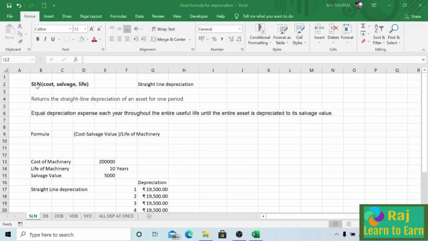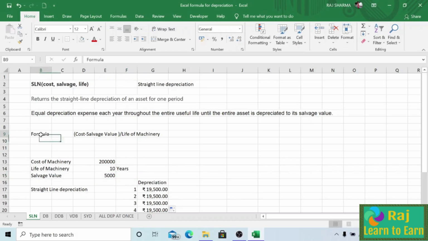So the syntax of this particular formula is SLN, and the three variables used are cost, salvage value and life. So we assume that the cost of machinery is 2 lakhs. The life of machinery is 10 years for which the depreciation is to be provided, and the salvage value is 5,000. Salvage value is the value of machinery which is left after these 10 years are over.